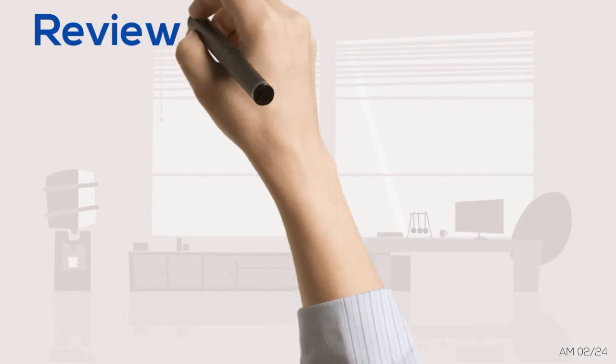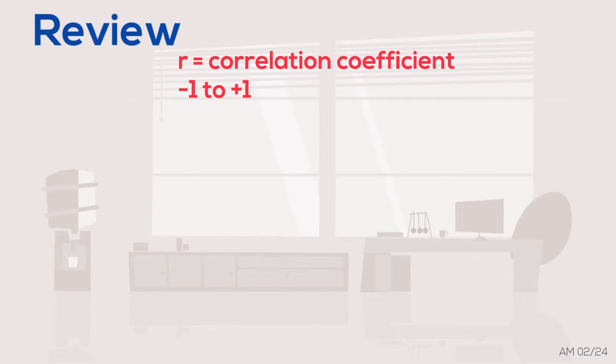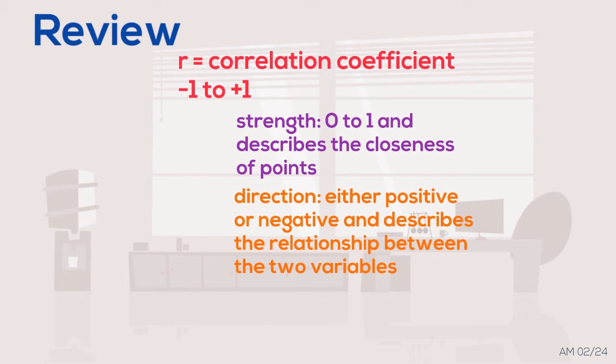The correlation coefficient is important in research studies to understand how different variables are related to each other. Today, we learned that a lowercase r stands for correlation coefficient and can be between -1 and +1. We also learned about strength and direction.